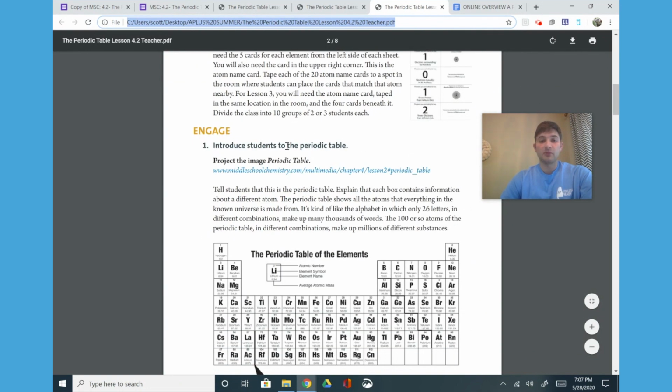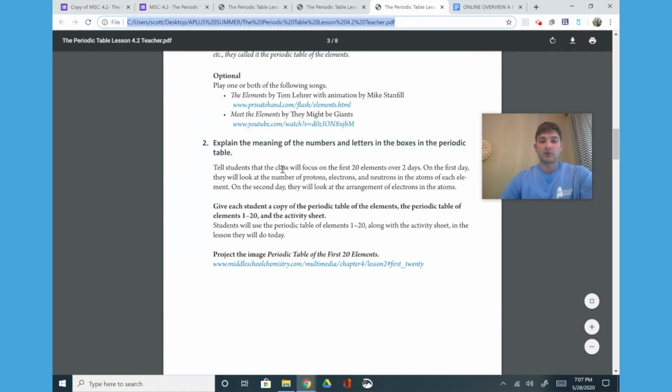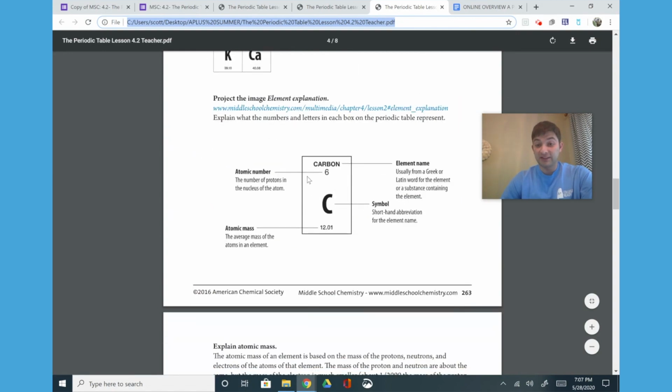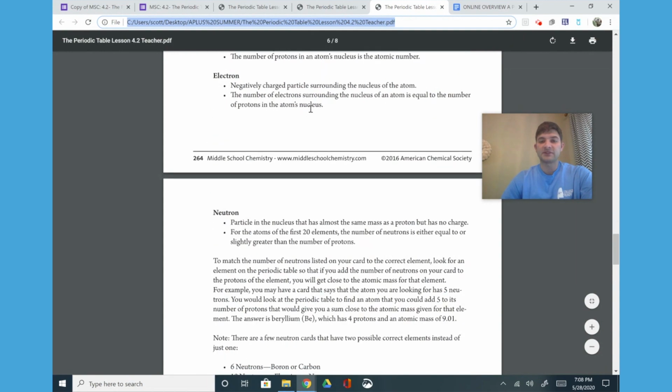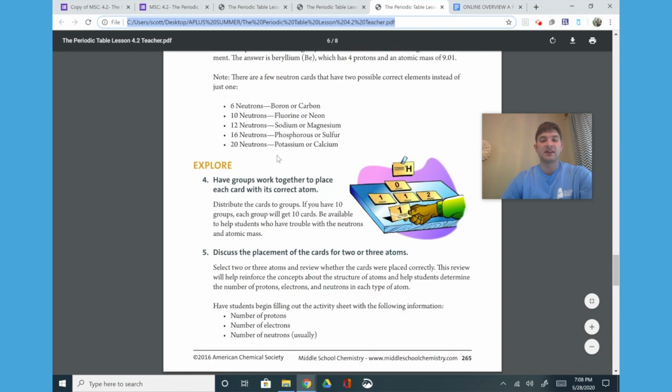But anyway, it talks about how you would introduce the periodic table, and then keep on going down. And it gives you links. Now, sometimes these middle school chemistry links will not work anymore because they've updated them or something. So you do have to watch out for that sometimes. I noticed that with the last one, but it provides all the notes that you would need to do this lab, to explore.